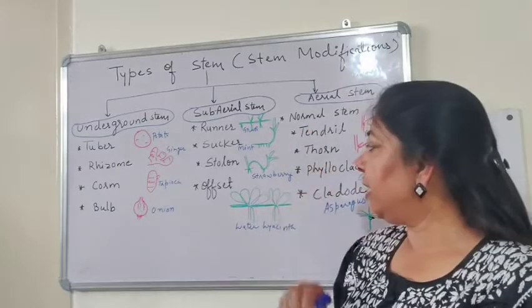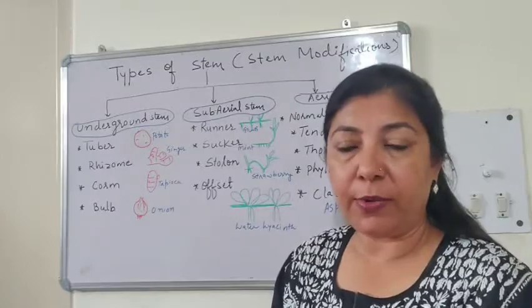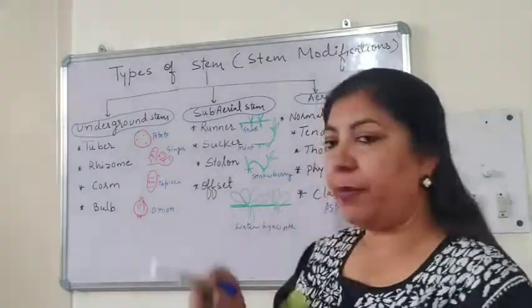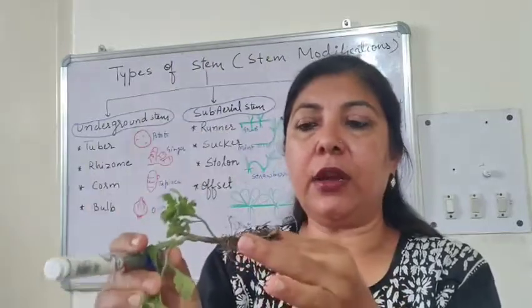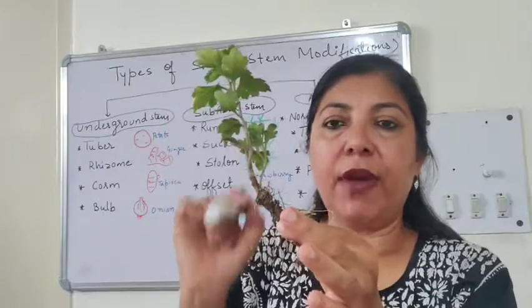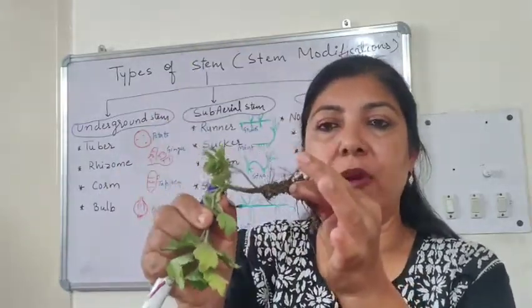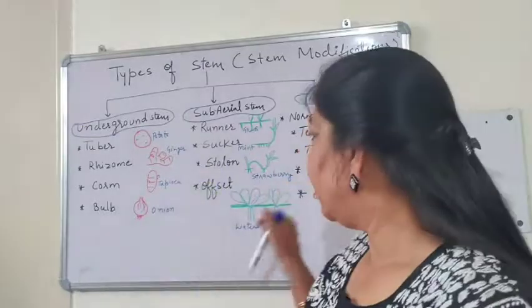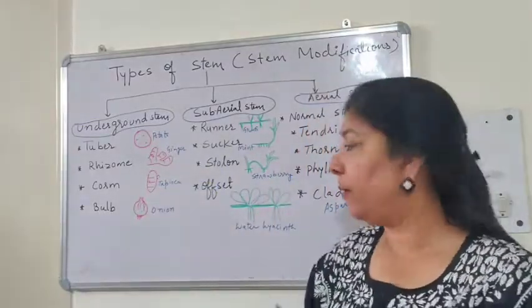Whereas in case of strawberry, I don't have a strawberry plant, but in strawberry what happens? This will grow and then it will touch the ground. The sucker grows inside and comes up, whereas stolon grows up and bends down and touches the soil. So that is the example of stolon, strawberry.